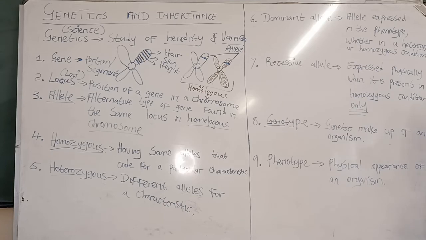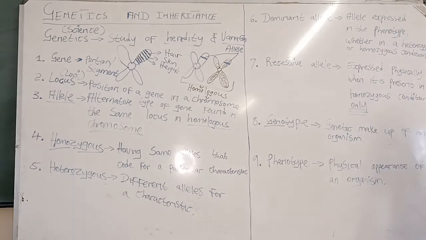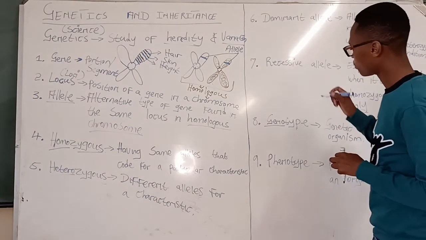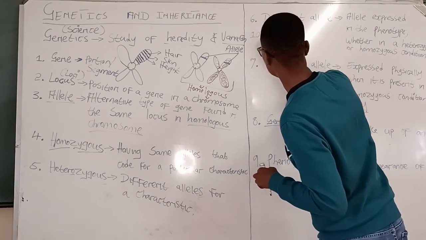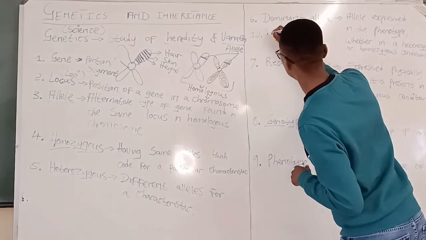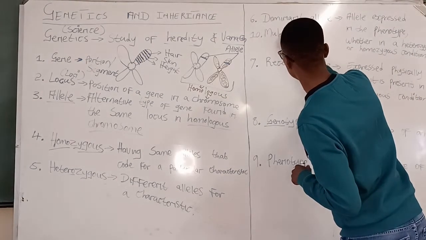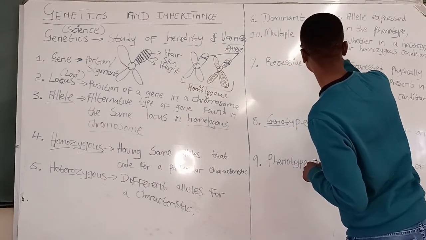I hope you understand so far. It is very important for you to understand these terminologies before you can know how to do the genetic crosses, because that's where the real work starts. And then another terminology we have to know, maybe I can put it here, number 10. You have to know what a multiple allele is.